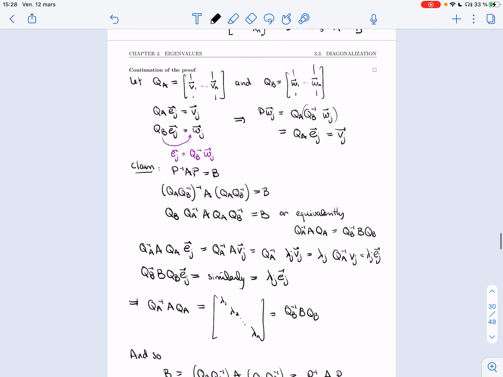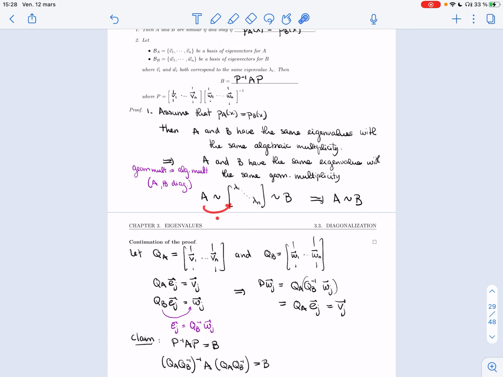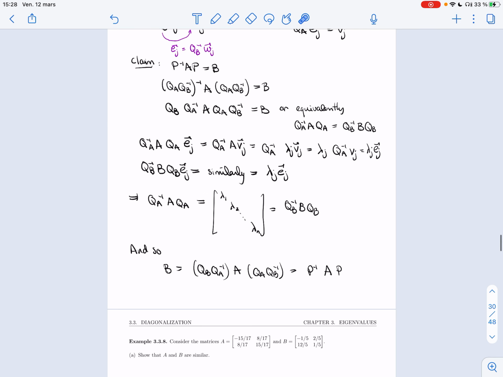All right, so it's really the same idea as this proof. It's just that I actually give you a matrix here that's going to be your QA. I give you a matrix here that's going to be your QB, and then we kind of compose them to get our P. All right, in the next video, we'll actually apply this recipe to find the matrix P.